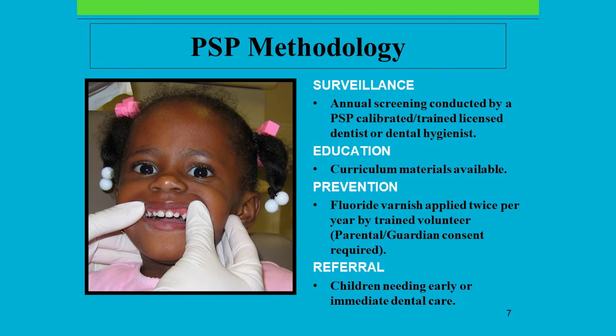PSP has 4 components. The first component is surveillance, also known as a screening. A screening of the oral health of a community's children is conducted once per year by a dentist or dental hygienist who has completed this online calibrated training course. The second component is oral health educational materials and programs that are built into the PSP structure. Prevention is the third component of PSP. To prevent decay, fluoride varnish is applied twice per year by trained community volunteers. The fourth component is referral. Children identified as needing early or urgent dental treatment are referred for care. PSP is designed for children of all ages, infants through high school.